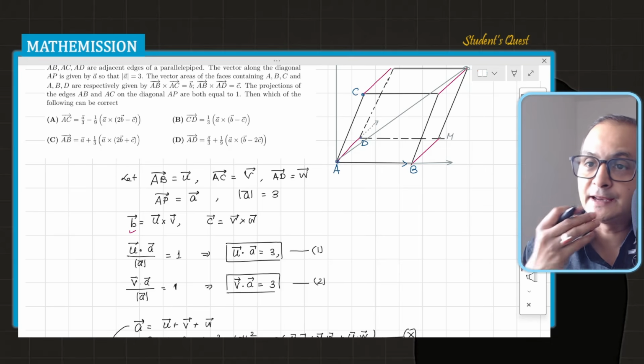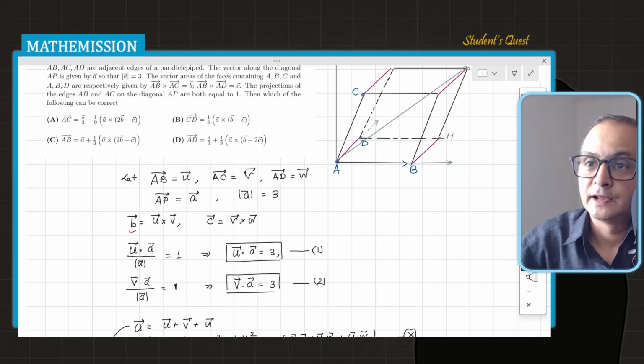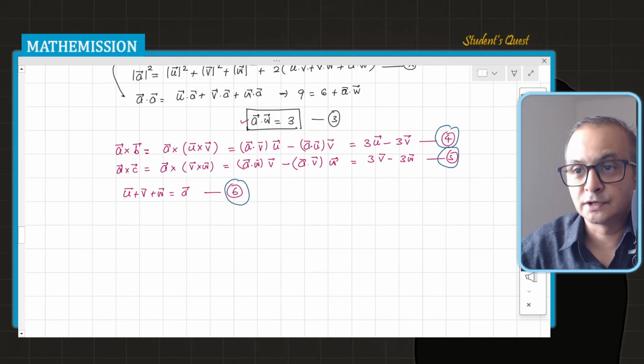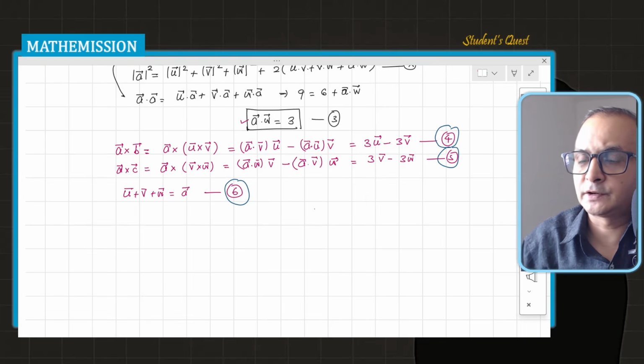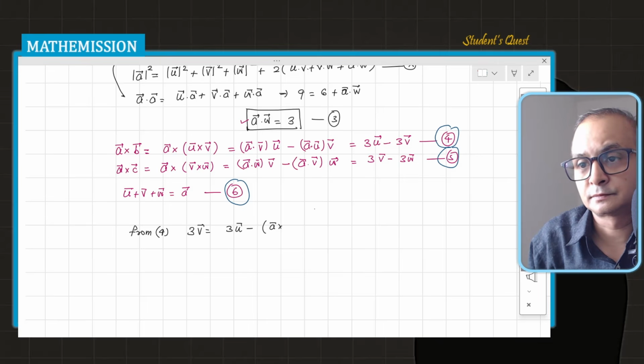And since I need AC, that means I need the V vector, and I need AB, which means I need the U vector. So can we not solve these three equations and find out the value of U? So let's find the V vector from 4. So from 4, what can I write for the V vector? Let's say I can write 3V vector is equal to 3U vector minus A cross B. And from 5, I can write again 3W vector.